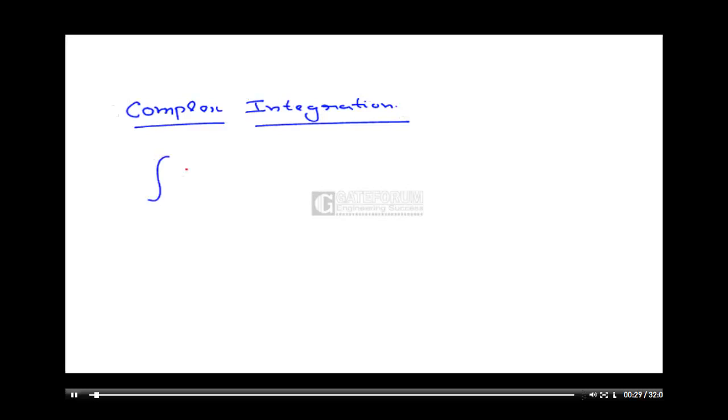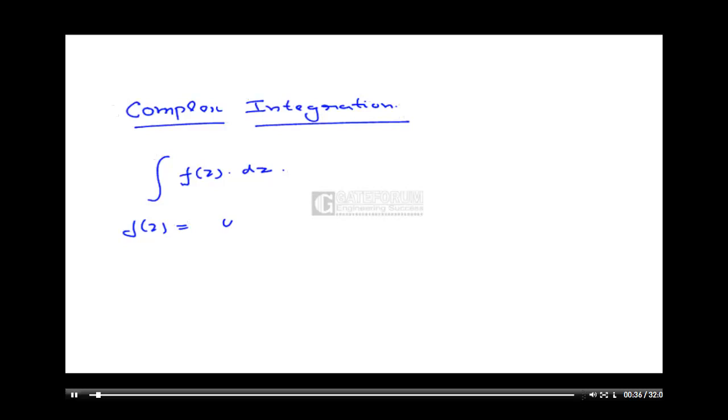That is complex integration. Okay, see, complex integration means we are integrating function f(z) with respect to z.